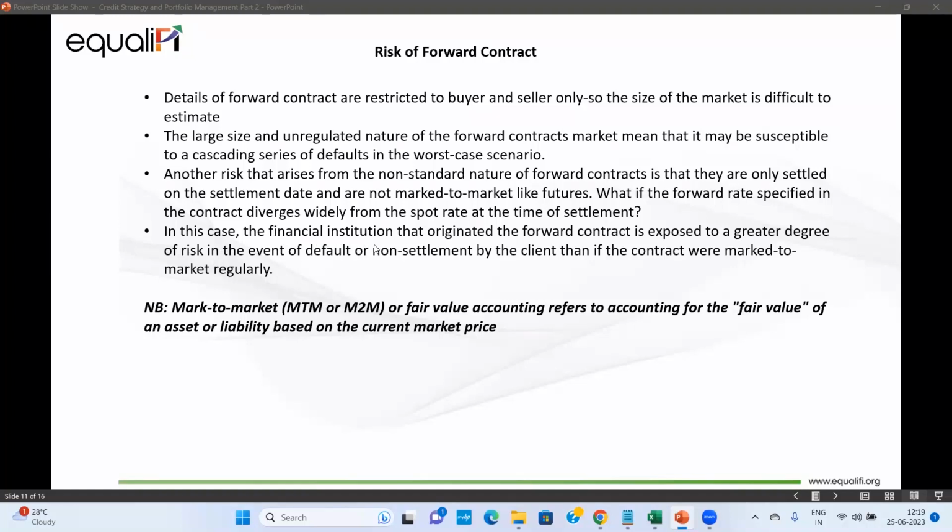In this case, the financial institution that originated the forward contract is exposed to a greater degree of risk in case of default or non-settlement by the client, and then if the contracts are marked to market regulated.